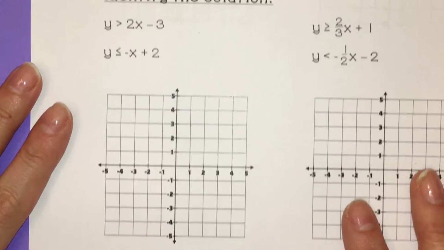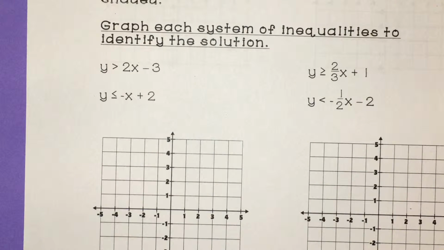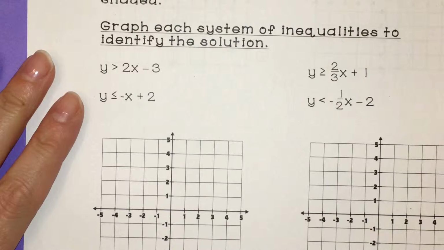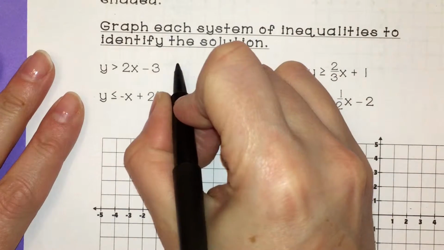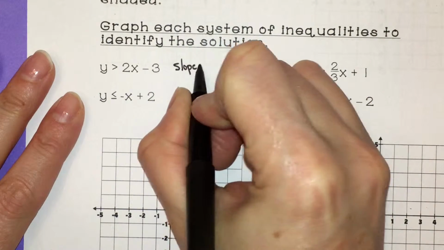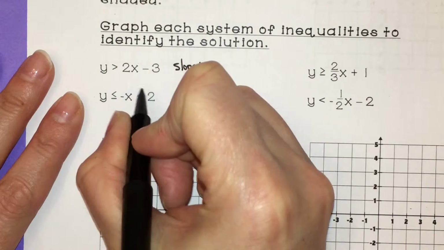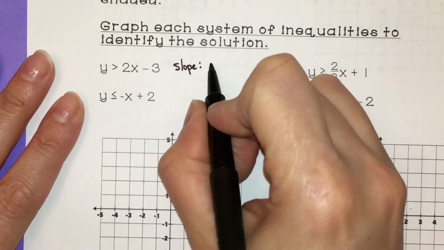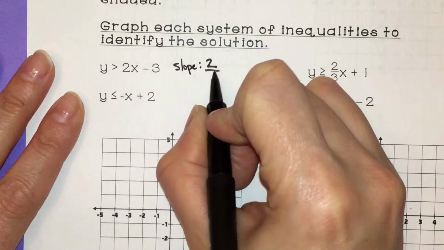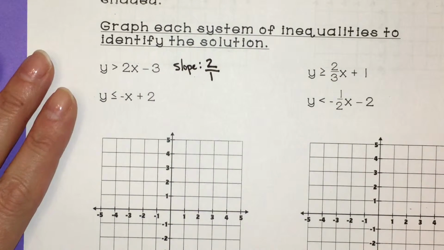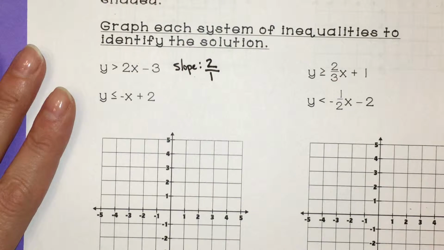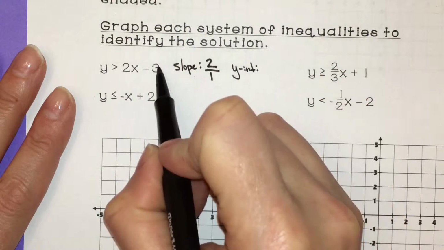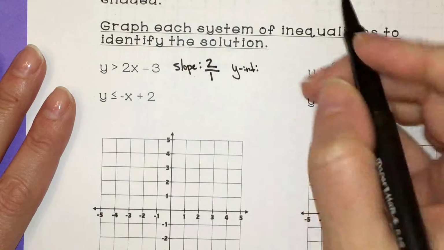All right, so this first one, we have y is greater than 2x minus 3. So very first thing, we're going to identify the slope. Remember, because it's in y equals mx plus b form, the slope is a number that's multiplied by x, so in this case 2. But I'm going to make it into a fraction by putting a 1 below it, so it's in rise over run form. And my y-intercept is what's added or subtracted on. So in this case, it's -3.